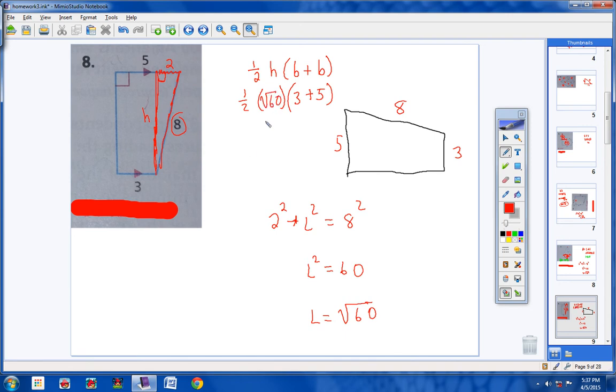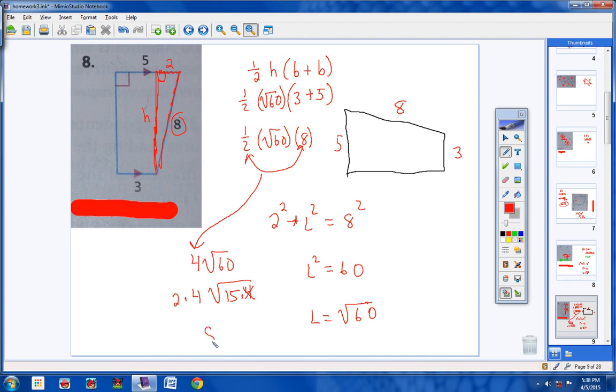Alright, so we have 1/2 times the square root of 60 times 8. Now remember, when you're multiplying all these numbers together, you can go in any order that you want. So let's take 1/2 times 8. 1/2 times 8 is 4. So now you have 4 square root of 60. And now we can break down 60 into 15 times 4. The square root of 4 is 2. Cross off the 4, put a 2 on the outside, and we should get 8 square root of 15 for the square units for the total area.